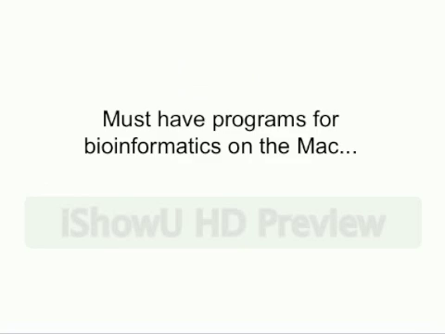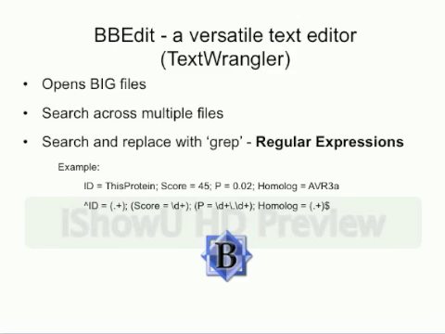Okay, there are several programs that we use a lot in our lab. First is called BBEdit. It's a simple text editor, but it's got three strengths that are very useful for us. One is it can open really big files, like 300, 400 megabytes with millions of sequences in it. And it can search across multiple files using a search and replace function called grep. And grep uses regular expressions. I'll come to that later. That is part of bioinformatic jargon.